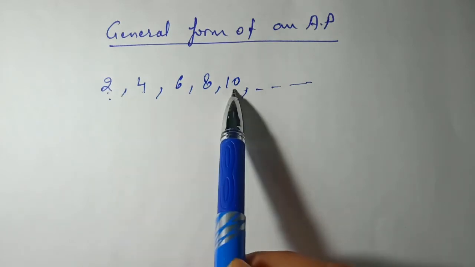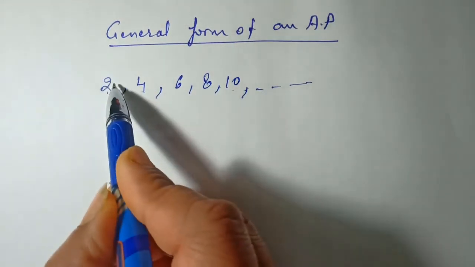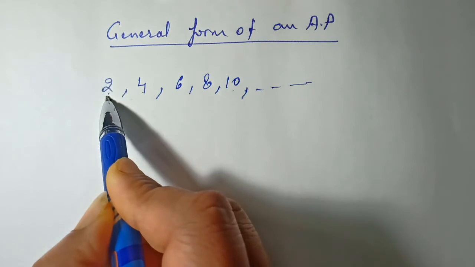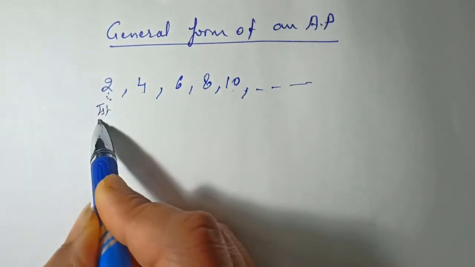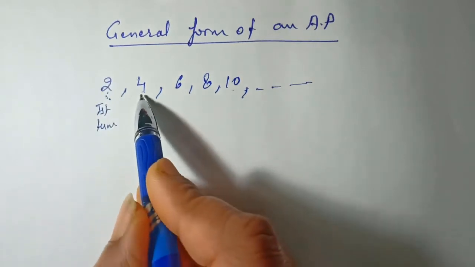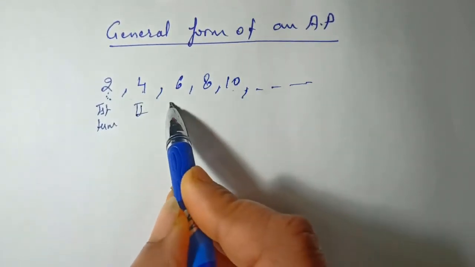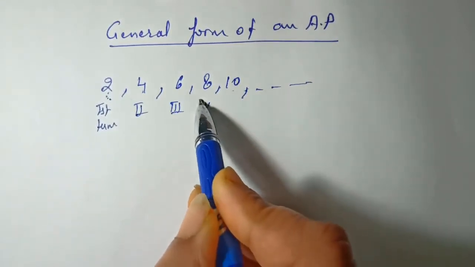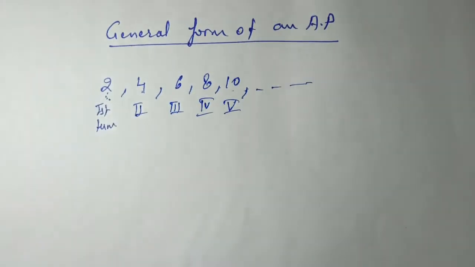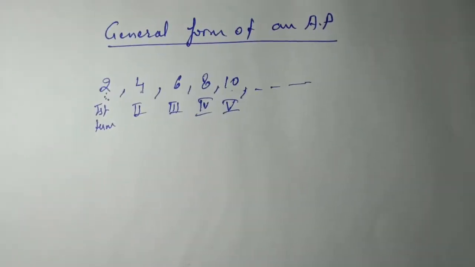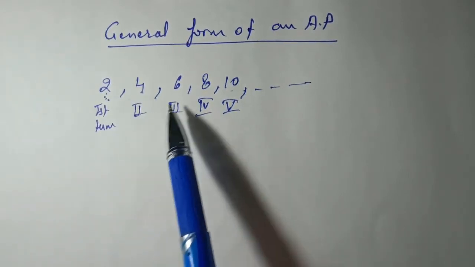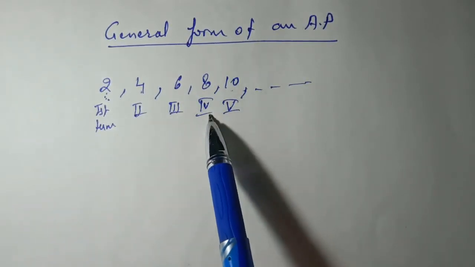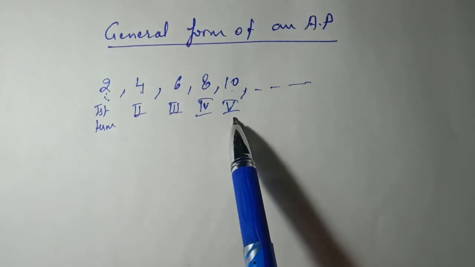Why is it an example of AP? Because here, 2 is the first number, so it will be called the first term. This is the first term, and 4 is the second term, this is the third term, this is the fourth term, and this is the fifth term. So student, here in the example 2 is the first term, 4 is the second term, 6 is the third term, 8 is the fourth term, 10 is the fifth term.